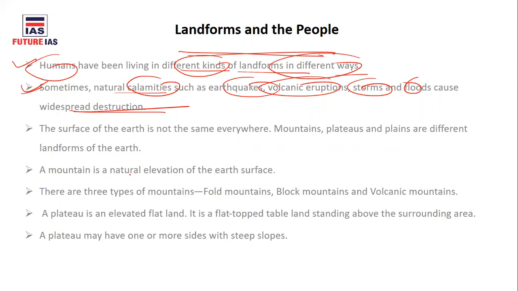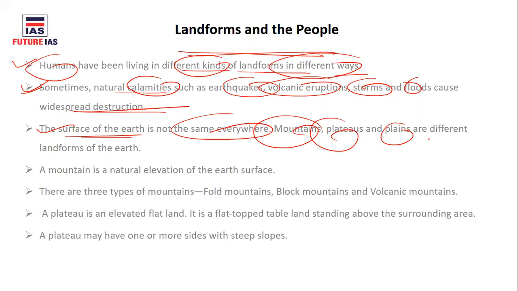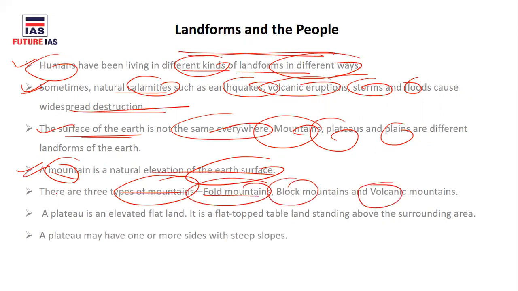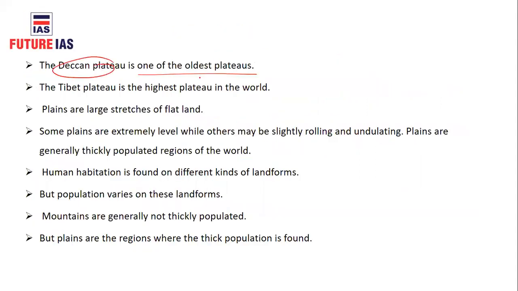The surface of the earth is not the same everywhere. For example, you will find mountains, plateaus, plains, which are different types of landforms. And as I gave you the definition, a mountain is any elevated portion of the earth's surface. There are three types of mountains, as I explained in my previous slide: the fold mountain, block mountain, and the volcanic mountains. The plateau is nothing but an elevated flat tableland, which is rising or standing above the surrounding area. And you must understand the plateau may have one or more steep sides with a steep slope, because it is a flat tableland standing above the surrounding area. And the Deccan plateau is one such example of the oldest plateau.